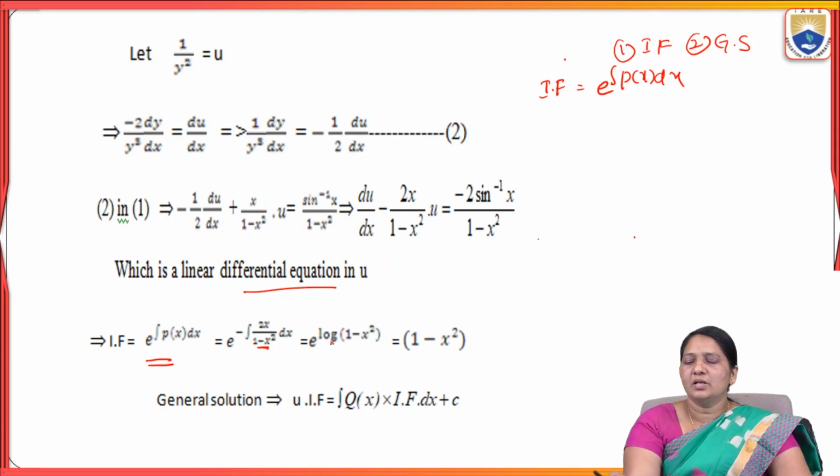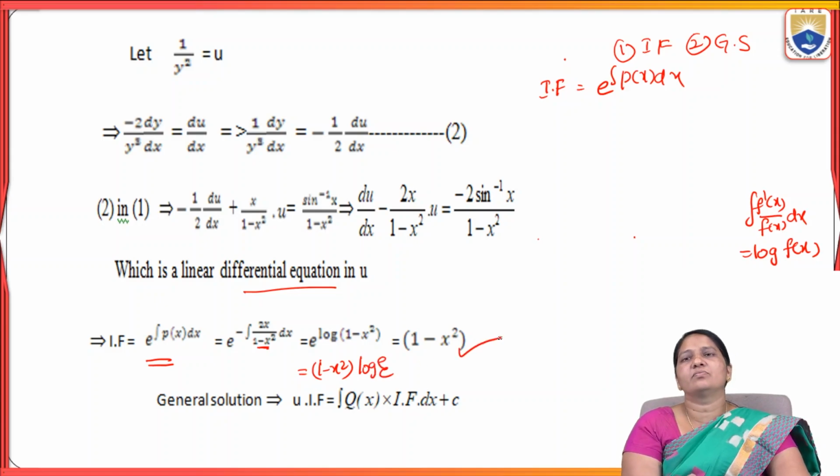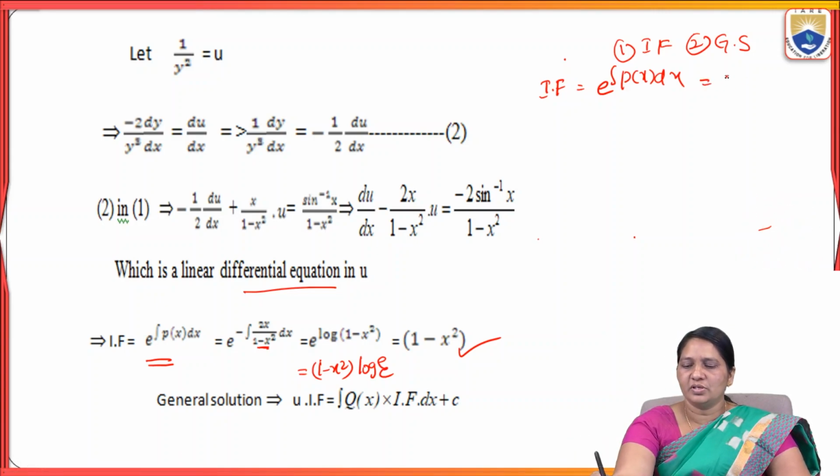So we can write, by using the formula integral f dash of x by f of x dx, it as log f x. So e power log, in place of f x we have 1 minus x square. So e power log of 1 minus x square will become log of 1 minus x square into log e base e. So finally this is 1 minus x square. This is the integrating factor we got here. So what is the integrating factor? Finally that value is 1 minus x square, which we already calculated.